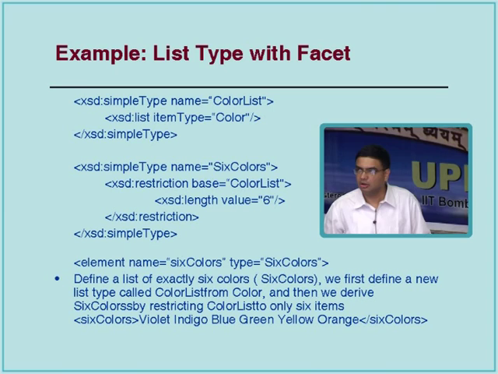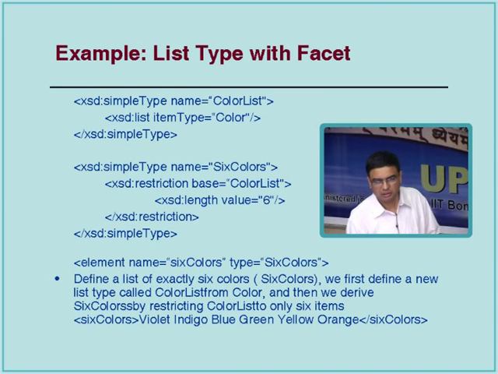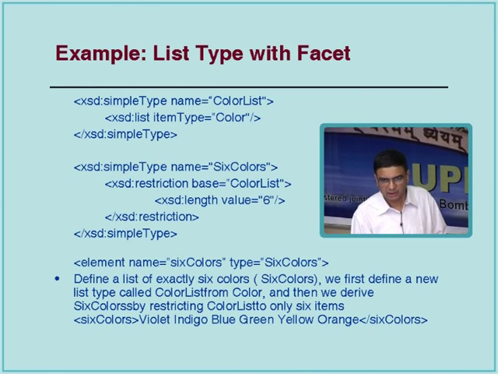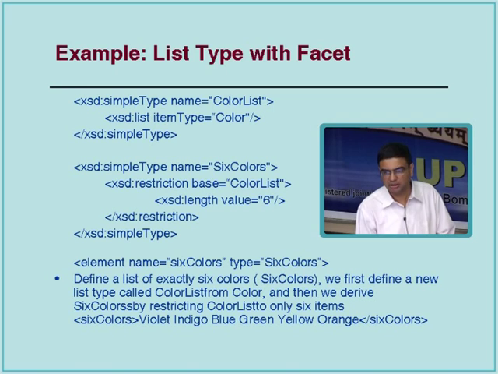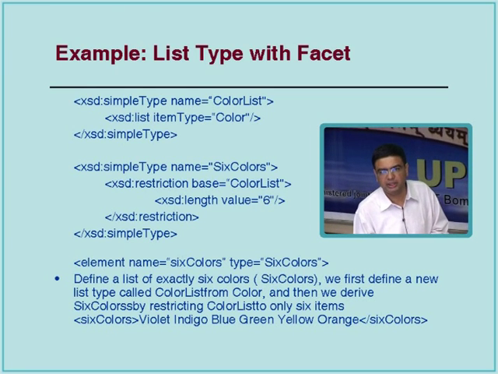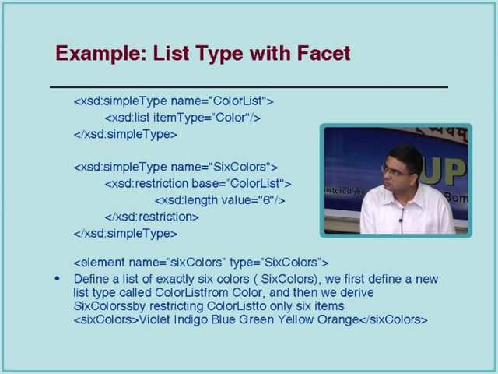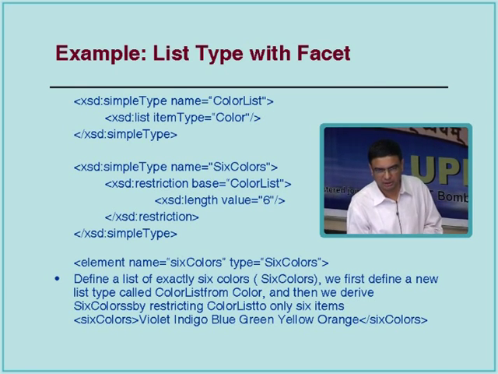Here's a list type with a facet. The facet is the number of items that can appear in the list. Six colors is the name of the type that I am creating. It has a length of 6, and it's a color list. So the base type is color list. I'm assuming there is some base type called color list, and that base type has been defined here. It's a list of colors, so a list of colors is also a list type. Now I'm restricting that further to say that it can only have 6 colors in this particular type. So define a list of exactly 6 colors. Six colors would be the tag that I'll use here, because that is what I'm going to use as a restricted type. Okay.